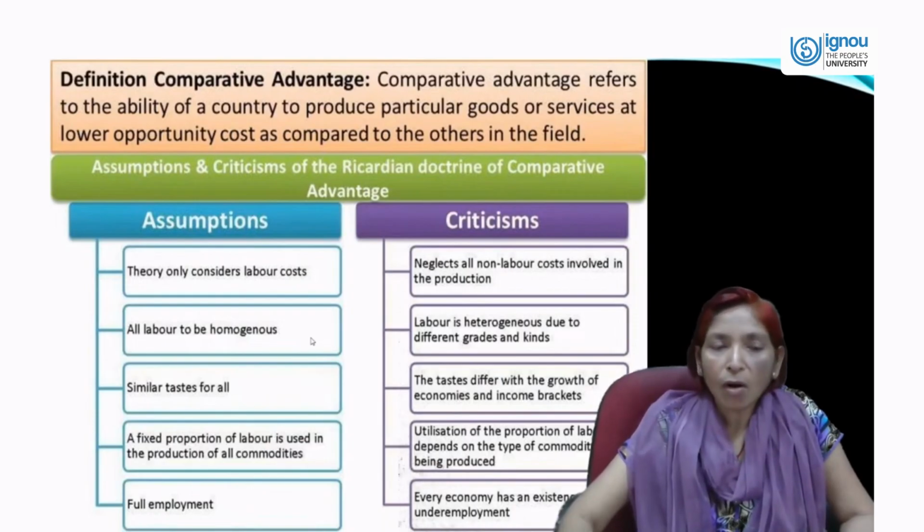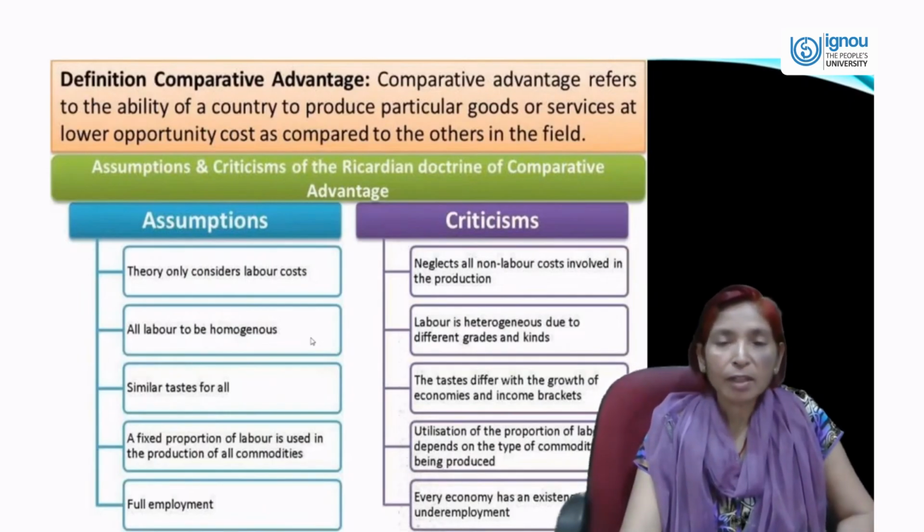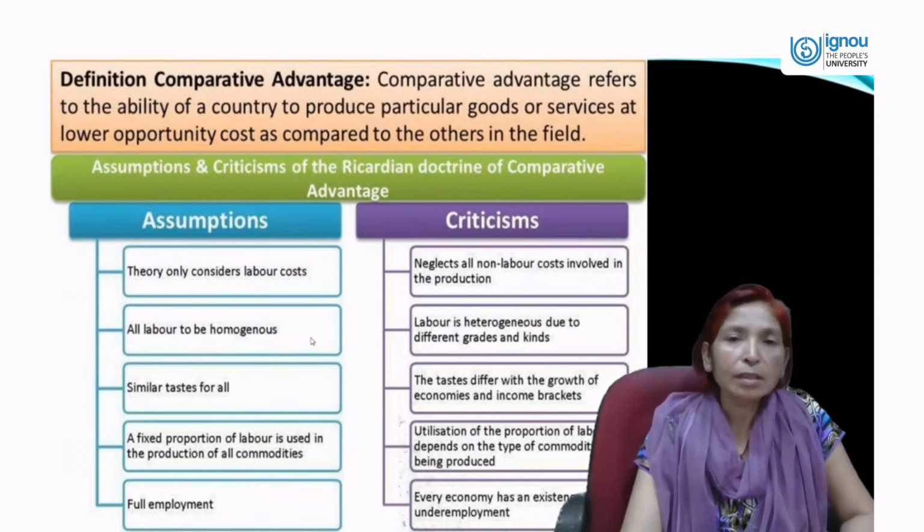So, all the assumptions which were assumed by Ricardo to explain this comparative cost advantage theory of international trade are based on unrealistic conditions and do not exist in the real world. So these assumptions were criticized by other economists, and after that the new and modern theory of international trade originated.